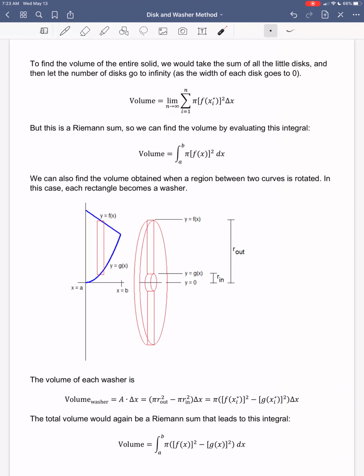We may not have that exact type of region. We might have a situation like this, where I've got a top function, y equals f of x, and a bottom function, maybe y equals g of x, and I want to rotate that solid about the x-axis. Now, I didn't draw a picture of that solid here, but we could imagine doing that.